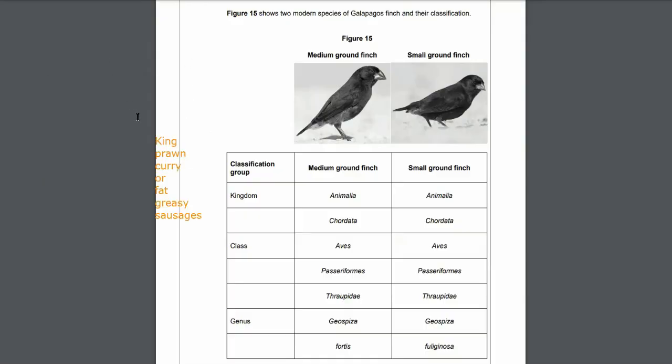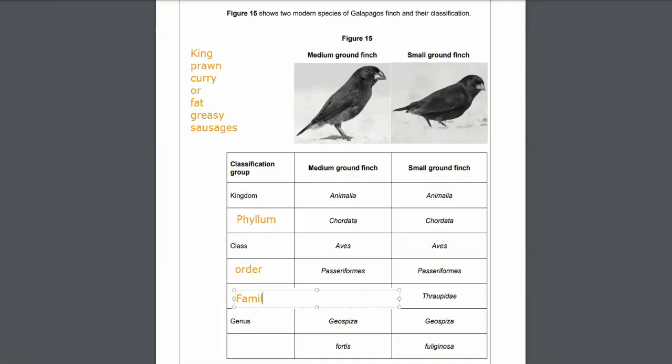And the way to remember the order is king prawn curry or fat greasy sausages. There are some other ones like kings play cards on fat girls' stomachs. There's all sorts of different ones. So you just have to remember that in king prawn curry, the P stands for phylum, O stands for order, fat stands for family, greasy is genus, and sausages is species. And that's how I remember the order, and that will get you 2 marks.